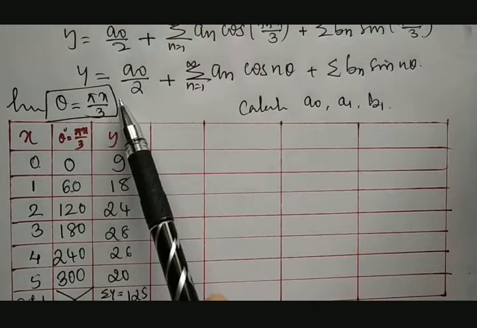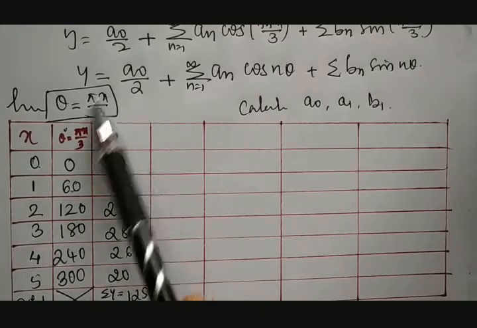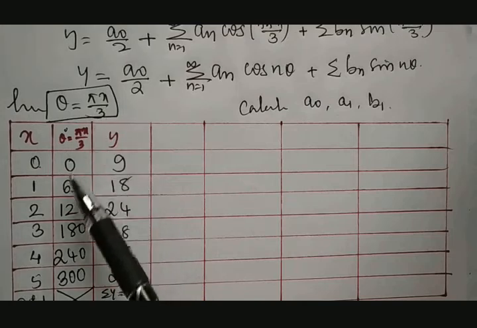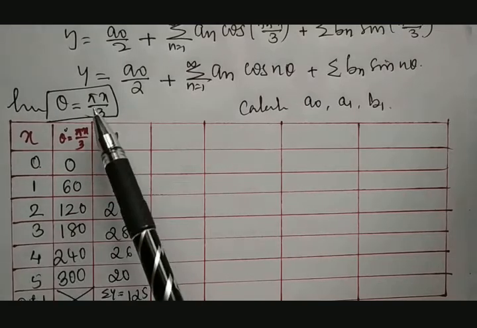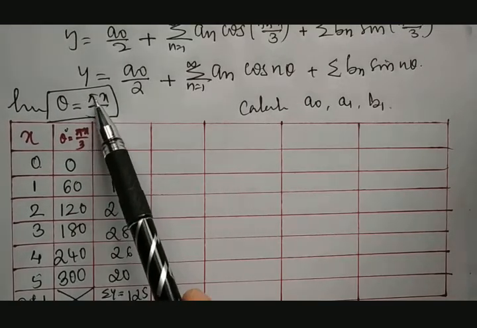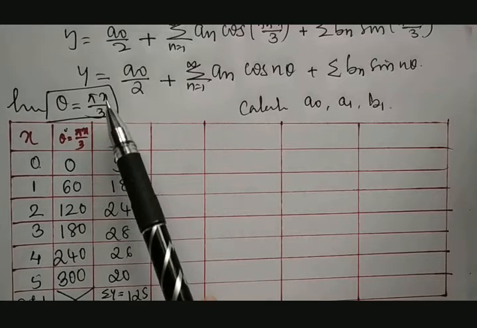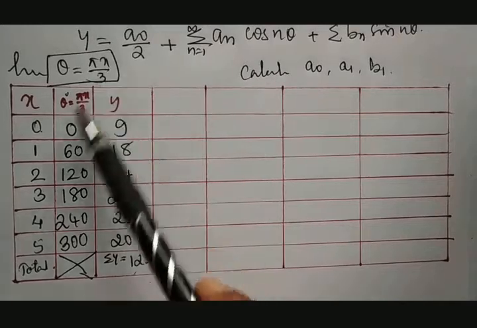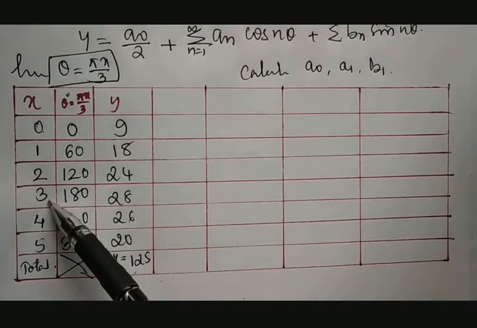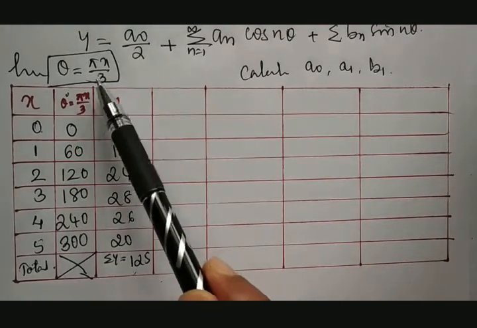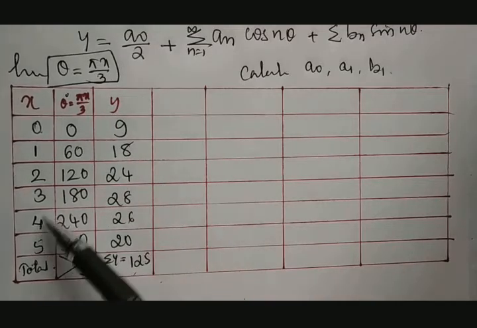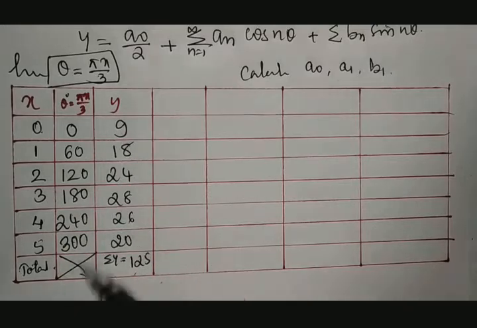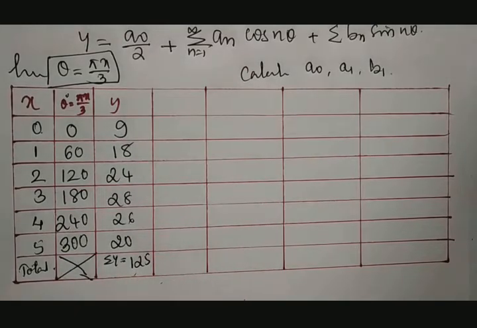So for that purpose, put x is equal to 0, then theta will be 0. If you put x is equal to 1, then it will be pi by 3, that is 60. If you put x is equal to 2, that is 2 pi, that is 360 divided by 3, will be 120. If you put x is equal to 3, then the 3 gets cancelled, that is 180. If you put 4, that will be 240, and if you put 5, that will be 300. Correct? So this is considered.